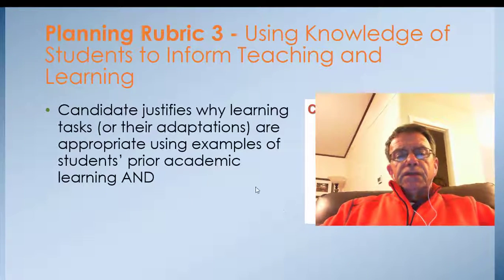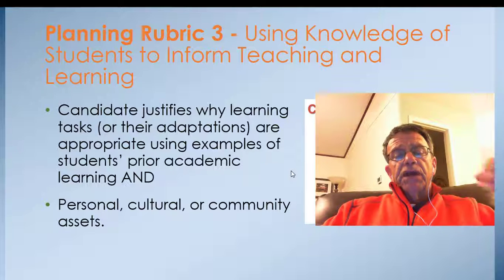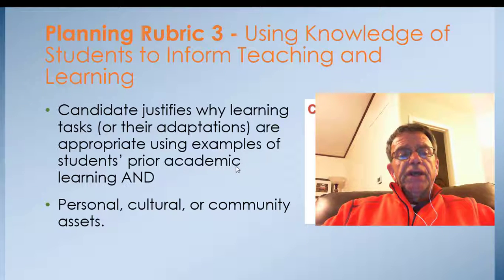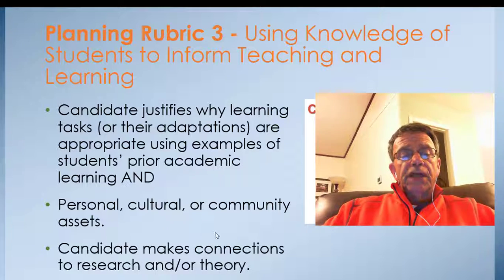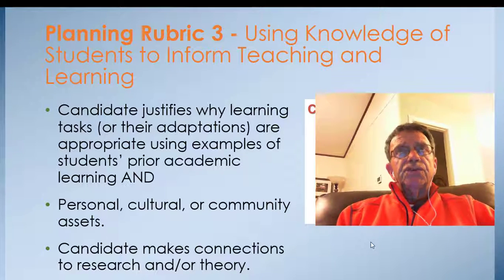Rubric 3, it's using knowledge of students to inform teaching and learning, and this is when I mentioned the context of learning. You need to talk about why you need to justify your learning tests if they're appropriate, using examples of students' prior academic learning, and that's something you're going to have to make up or talk about that you're going to assess in your pre-assessment. And then personal, cultural, community assets, and from that, making connections to research and or theory.